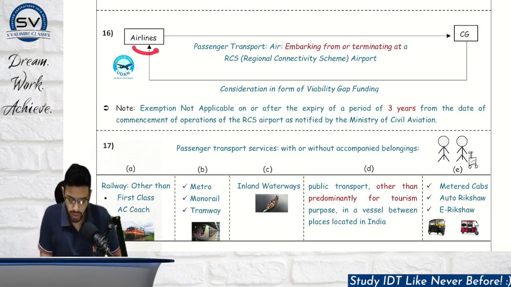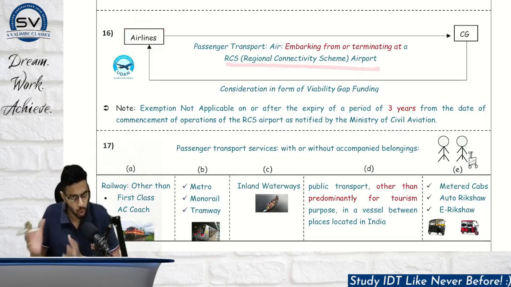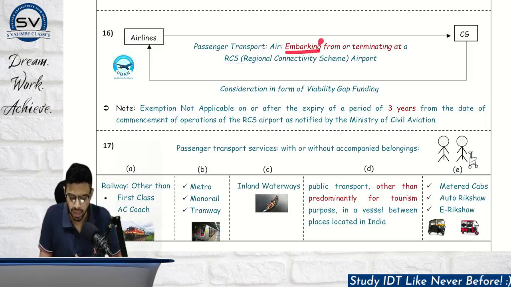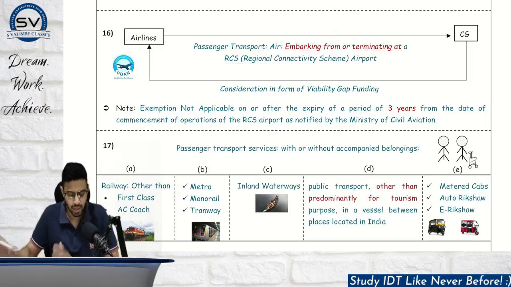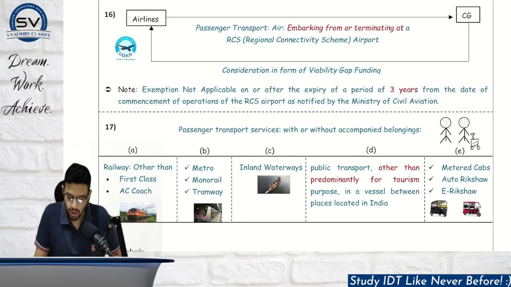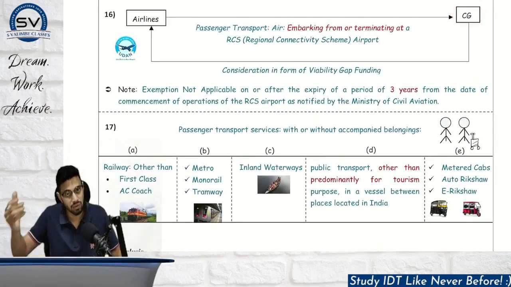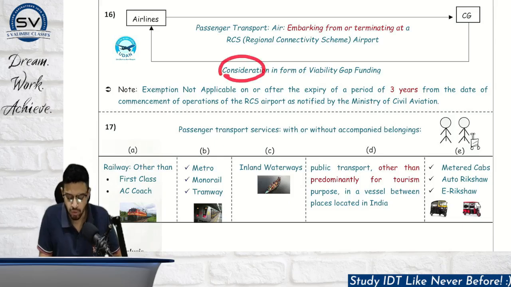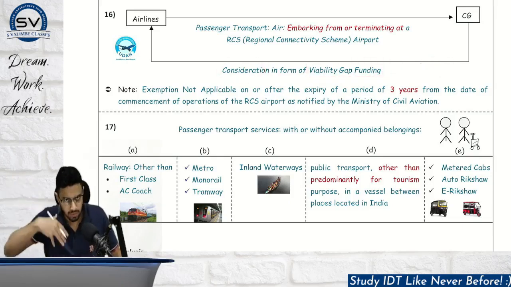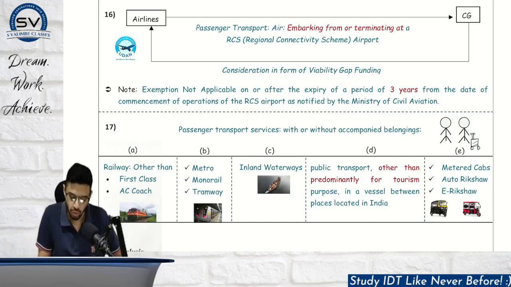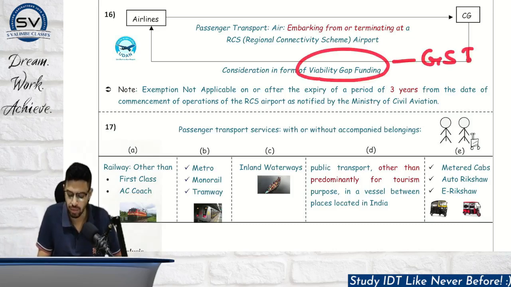Let's see. The airline is providing the service of passenger transportation where one airport is an RCS airport, but both should not be RCS airports. It can be either embarking from or terminating at. So one of the legs is an RCS airport. This service is basically being provided to the central government. Why the central government? Because the central government is asking them to do this, in consideration in the form of viability gap funding, that is the differential amount. So government says provide this service to us, provide the transportation service at lower cost, we will give you the consideration in the form of viability gap funding. On this GST will not be applicable.